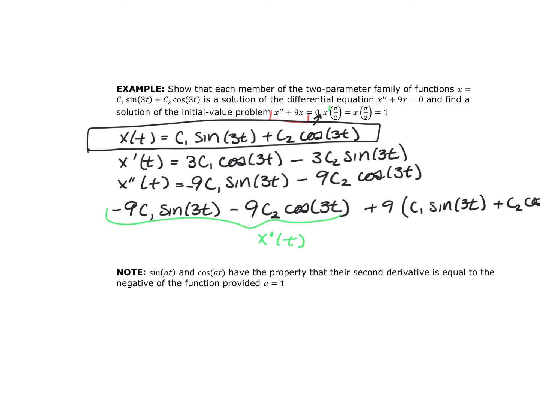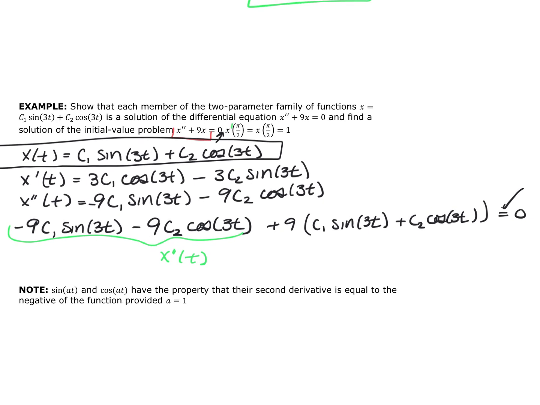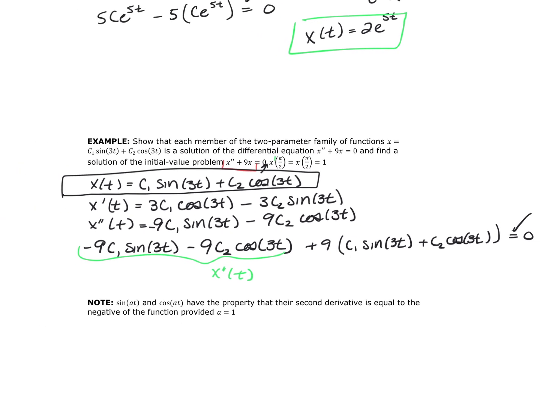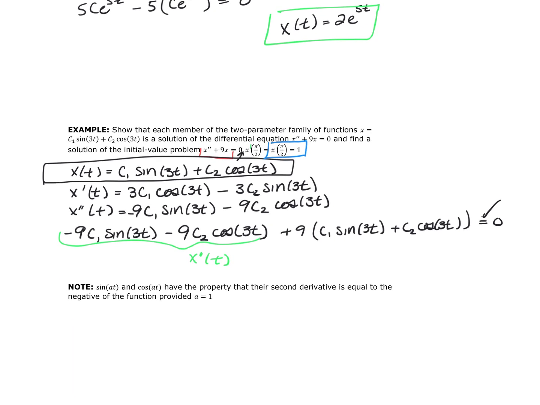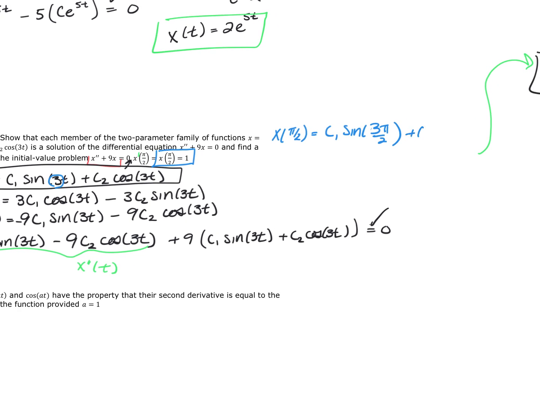Now, I want to find a particular family member. To do that, I have to have two initial values. My first initial value is that the original function, when I put in pi over 2, is equal to 1. So x of pi over 2 is equal to c sub 1 the sine of 3 pi over 2. I was just so excited to put a value in, I dropped my 3. It's 3 pi over 2, because I have this 3 right here. So don't forget that. And then plus c sub 2 the cosine of 3 pi over 2.